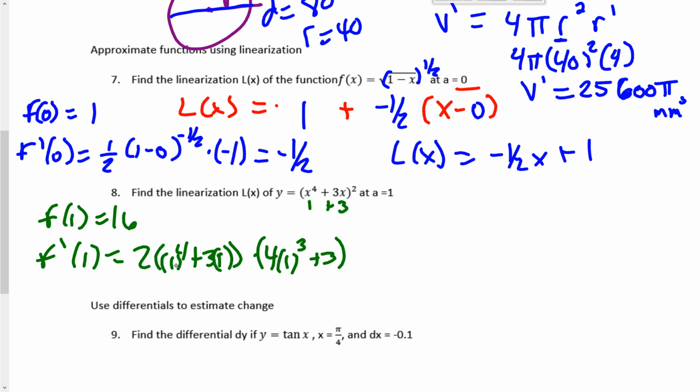Okay, so that's 4 again. 4 times 2, and then cubed, still 1. 4 plus 3 is 7. So 4 times 7 is 28. 28 times 2 is 56. So we get 56.